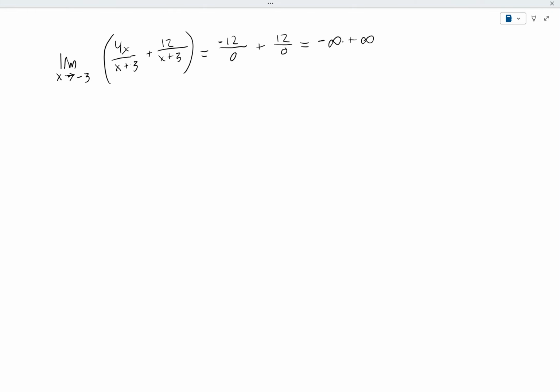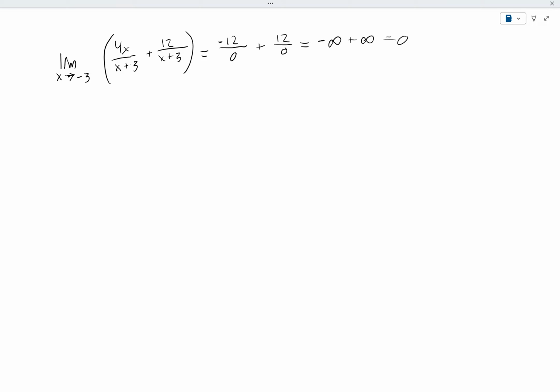So you might be tempted to just say, oh, infinity minus infinity is 0. But you can't do that. Infinity isn't just some variable or some number. It's a concept, so you can't say that one infinity is the same size as another infinity, as strange as that sounds. So this is not the answer.